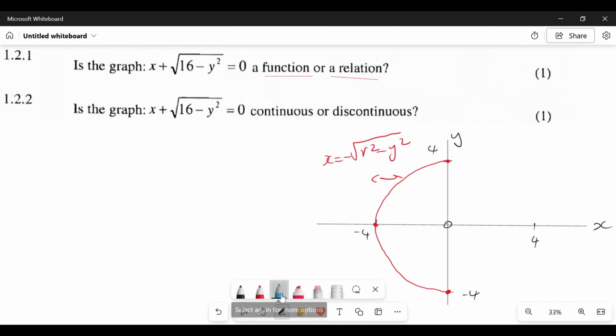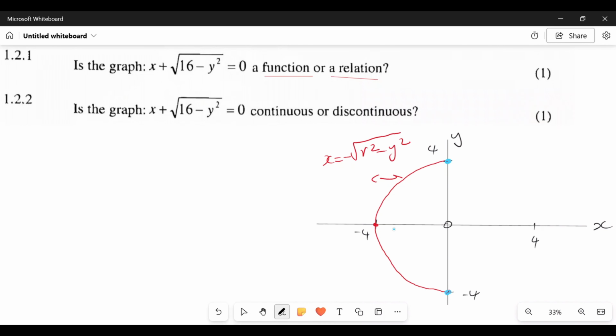I'm going to use a different color. This time I'm going to use blue. When a graph cuts or intersects the y axis twice, it's a relation. As you can see, this one that we have here intersects the y axis twice, so we can say this graph here is a relation. It's a function only when it intersects the y axis once. So when it's like that, just know it's a function.